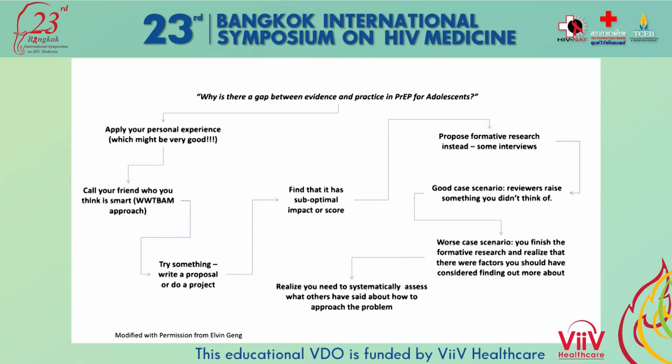But I'll note that when you're thinking about designing a program to improve PrEP uptake among adolescent populations, the normal approach is that you apply your personal experience, which might be very good, that you might have a really good understanding of why the program isn't achieving what you want it to achieve, and what you might be able to do to improve that. You might call a friend. We often think of this as the Who Wants to Be a Millionaire approach.